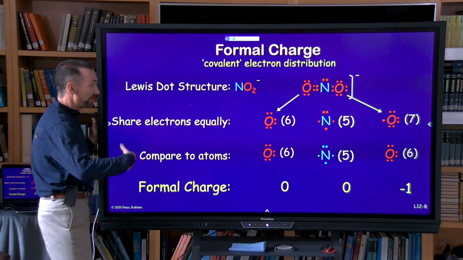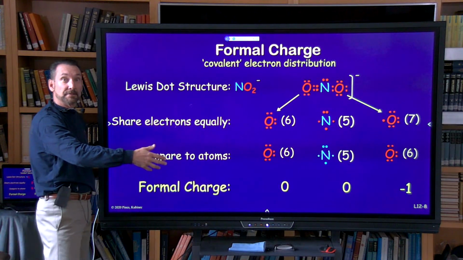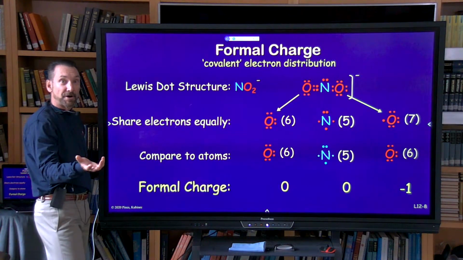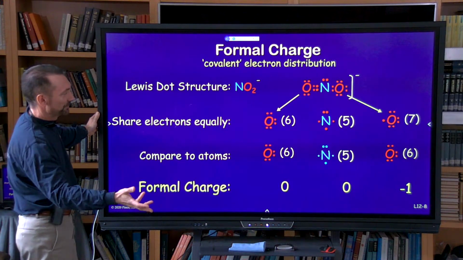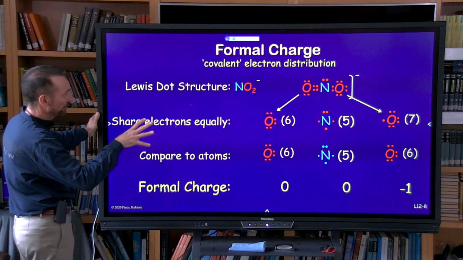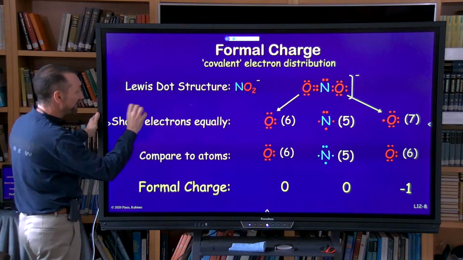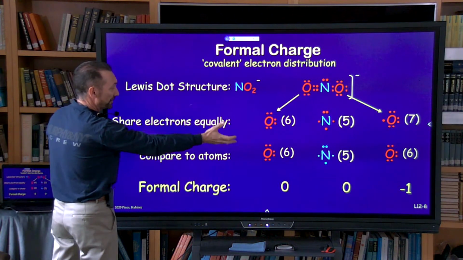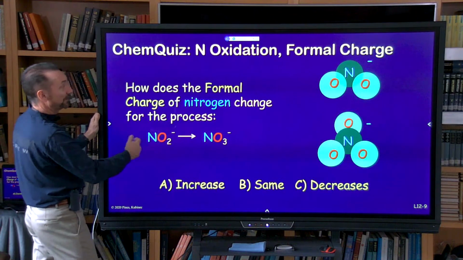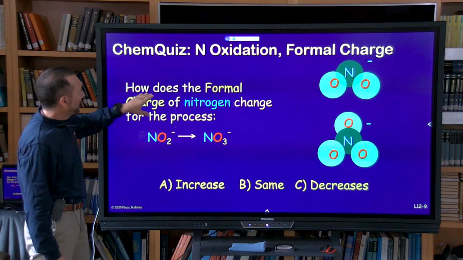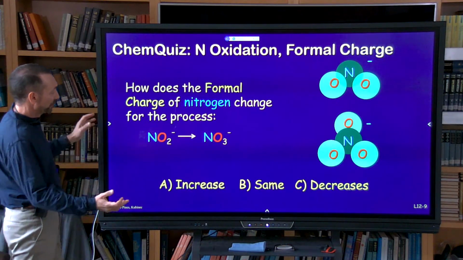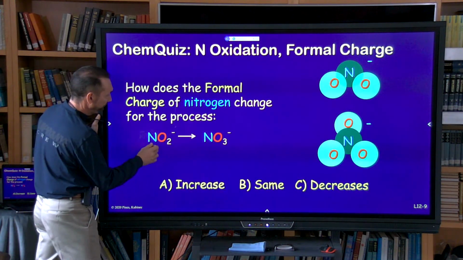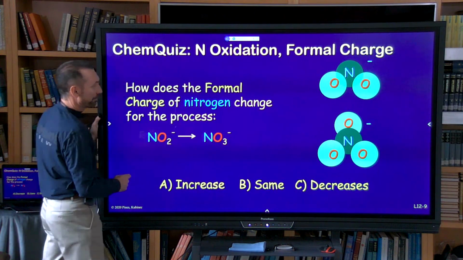The reason we do it is that it helps us evaluate the quality of our formal charges. Actually, the quality of our Lewis structures. So I look at the formal charge and say, are the formal charges on the more electronegative elements? So how does the formal charge change in this experiment? Let's go through and talk through another one. I'm going to go from NO2 minus to NO3 minus.